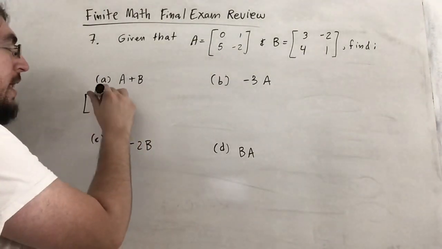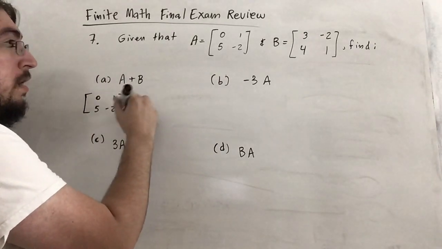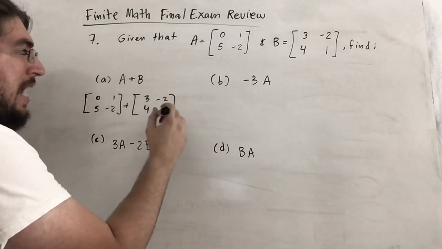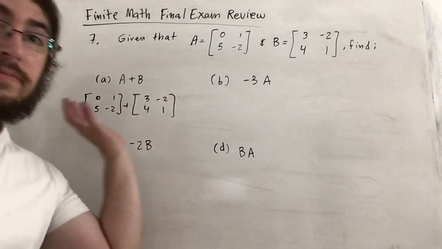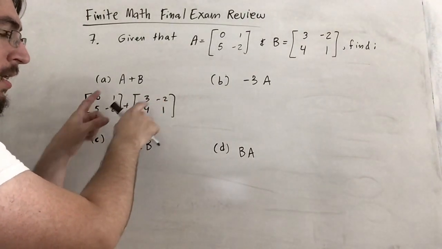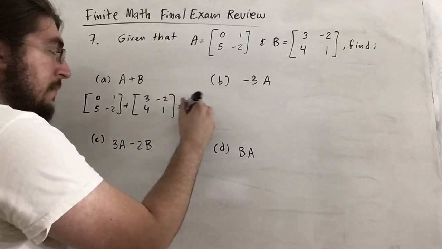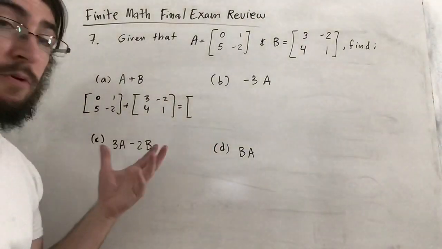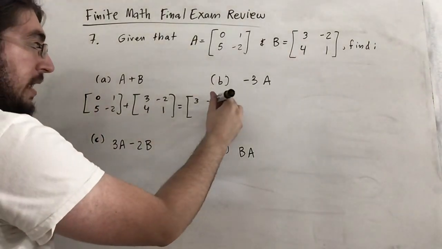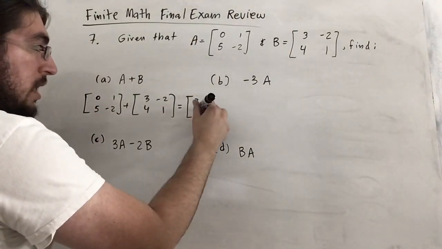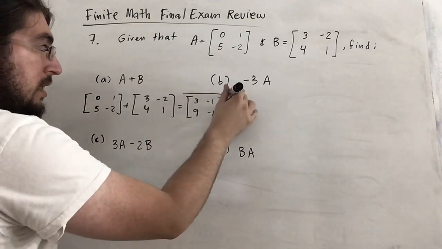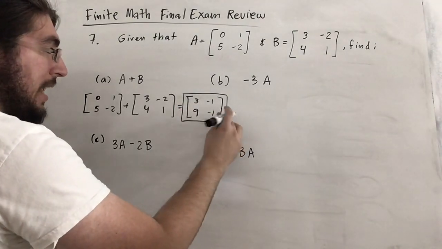Let's see. So A is 0, 5, 1, -2, plus B, which column-wise is 3, 4, -2, 1. And then adding matrices is just adding component-wise. So the first entry to first entry, second entry to second entry in the first row, and then same for the second. So if we do that, 0 plus 3 is 3 for this entry. 1 plus -2 is -1 here. 5 plus 4 here is 9. And then negative 1 plus 2 is also negative 1 here. So this is our answer for part A.